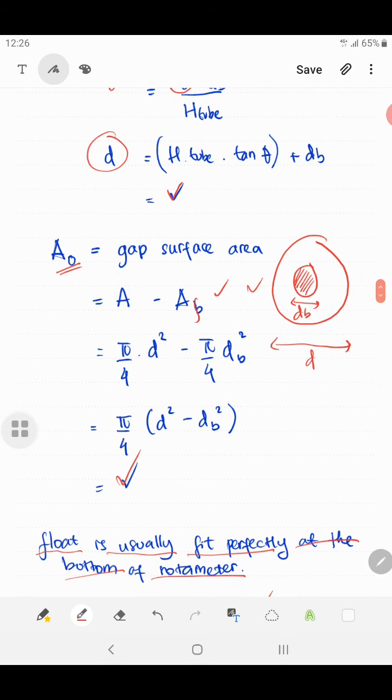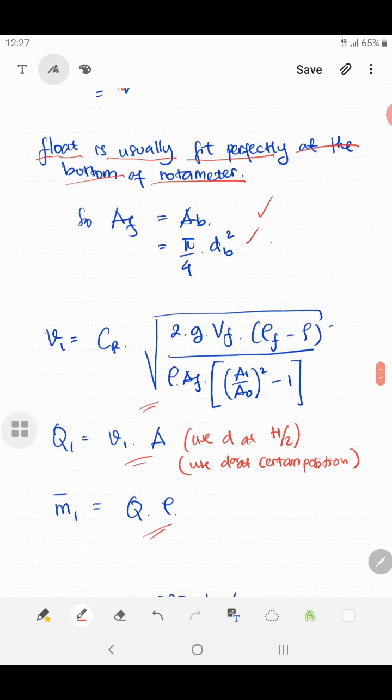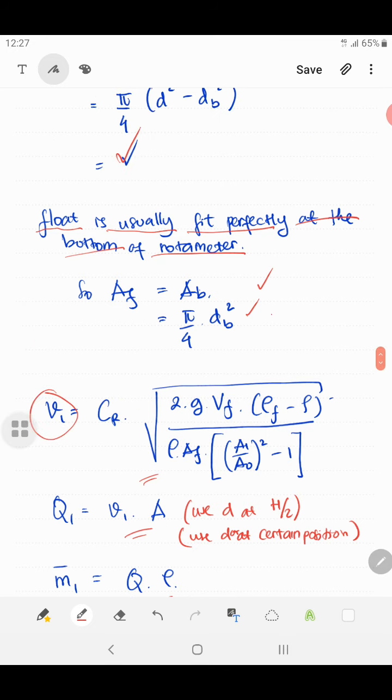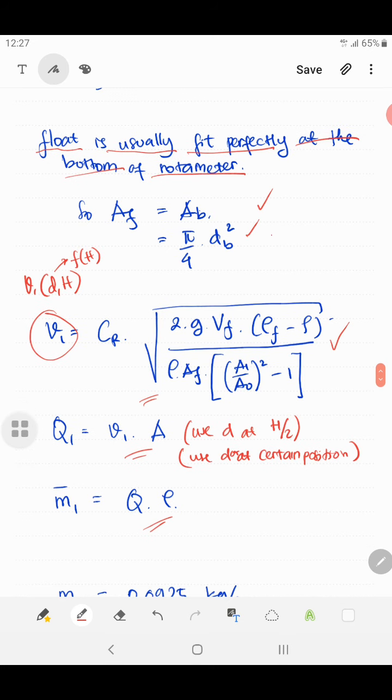Actually, this one is not AB, this one is also AF, EDF. So the AF, you can calculate the P over 4 times dB square, and then you can get the equation from the previous video how to calculate the V1. V1 actually is V at the middle of the head. So the V1 in here is a function of diameter and H. Diameter itself is a function of H. You should use the calculation of tangan shell. So this one is the equation from the previous video and the previous set.